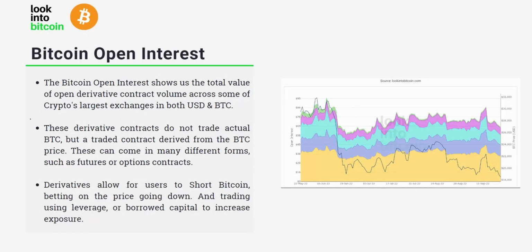So just to summarize, the Bitcoin open interest chart shows us the total value of open derivative contract volume across some of crypto's largest exchanges in both USD and BTC denominations. These derivative contracts do not trade actual BTC, but a traded contract derived from the BTC price. These can come in many different forms, such as futures contracts or options. Derivatives allow traders to short Bitcoin, betting on the price going down, and to trade using leverage. This is borrowing capital to increase your underlying exposure to the asset.